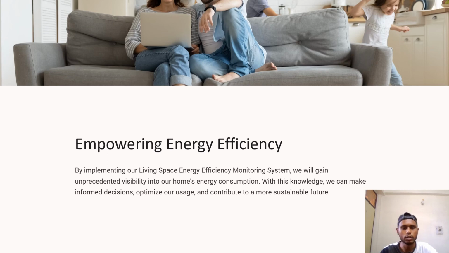So overall, the conclusion of this presentation is that by implementing this living space energy efficiency monitoring system, we will gain unprecedented visibility into our home's energy consumption. So we can make informed decisions, optimize our energy by reducing the wastage, and finally contribute to a more sustainable future.